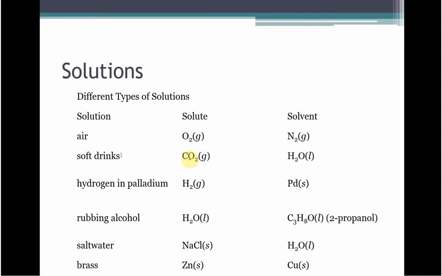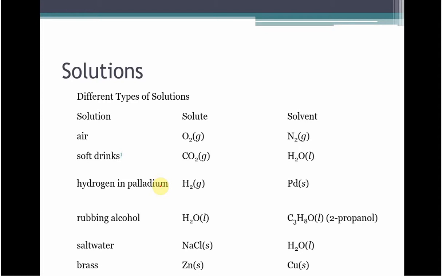Soft drinks have gaseous CO2 that gives it that nice tang, and overall it's in water. I mean, it's got a ton of sugar and other stuff in it, but water is the solvent here. So you've got gas and liquid. You can also have something like gas and a solid. This is the example, hydrogen and palladium. It might be easier to think in terms of limestone, or really any kind of volcanic rock.